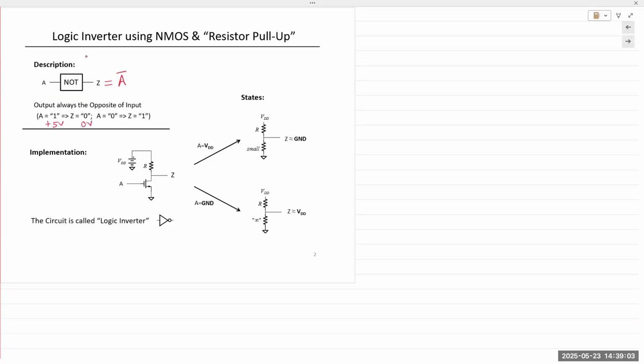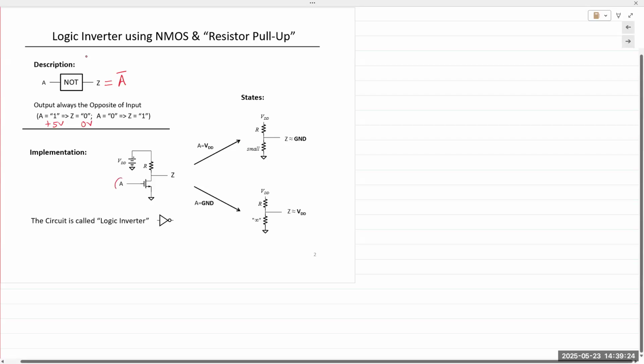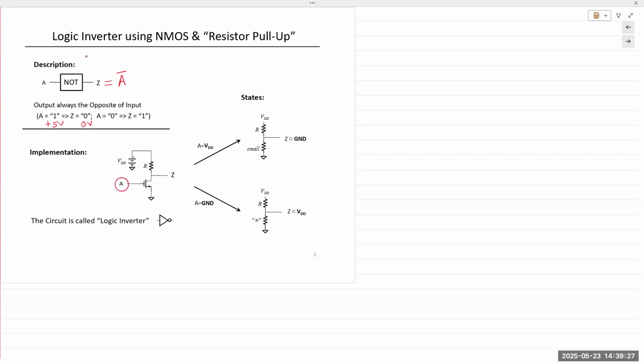So a logic inverter or a NOT gate can be implemented with a single NMOS transistor connected to VDD via a resistor, which is shown here. A is the input that is going into the gate of the MOSFET. It is also the input to the inverter gate. You have A and you have Z.